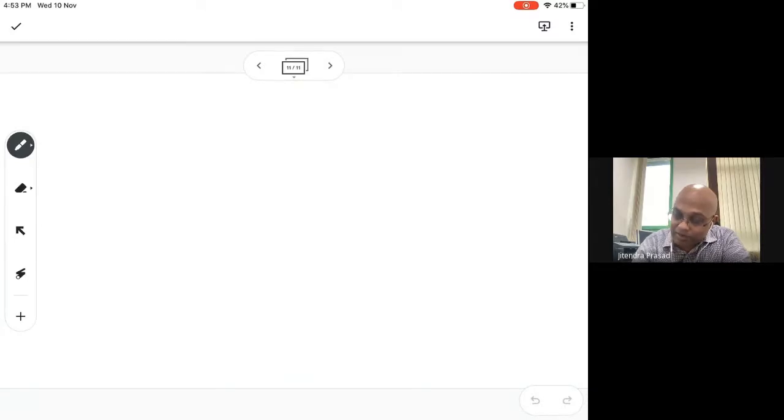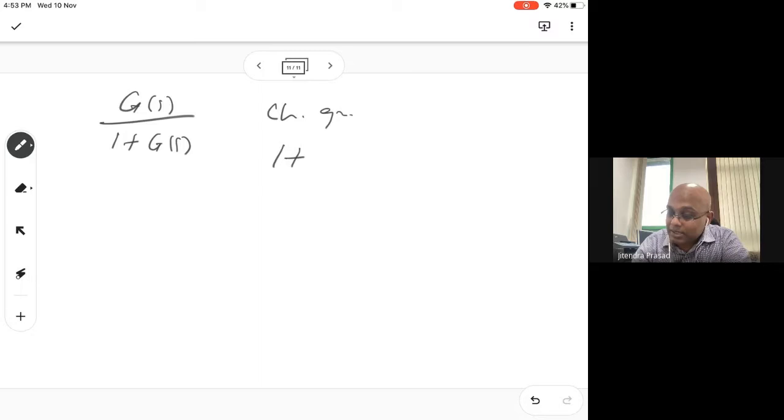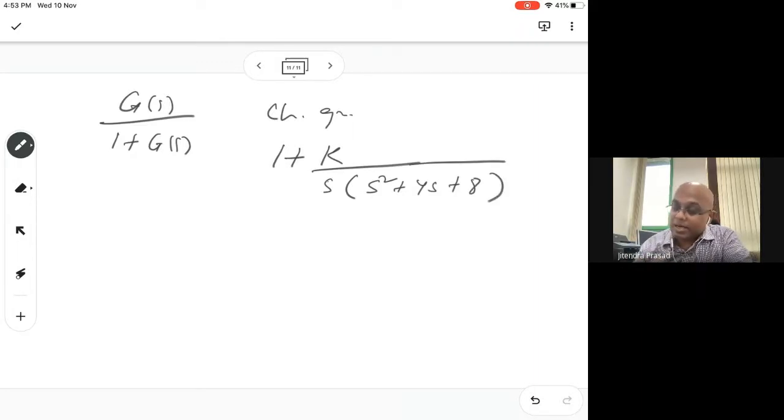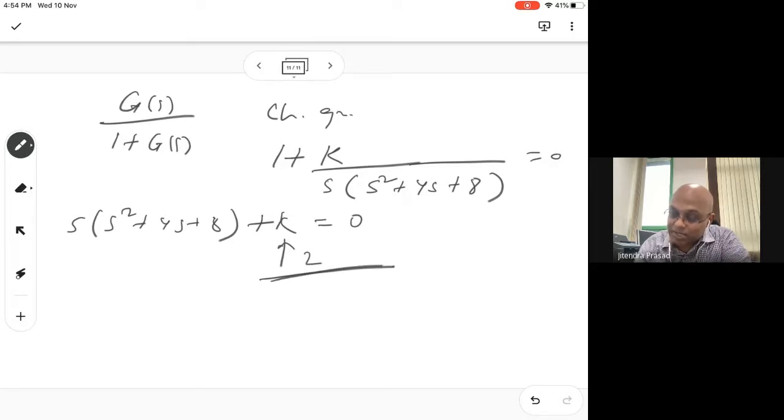The closed loop system will have G(s) divided by 1 plus G(s), right? So the characteristic equation is 1 plus k over s squared plus 4s plus 8 equal to 0. And this is the characteristic equation. So this is asking, if k equals 2, then what are the roots? The roots will be from s squared plus 4s plus 8 plus k equal to 0, where k equals 2. So basically the roots will be the roots of s squared plus 4s plus 8 plus 2 equal to 0.